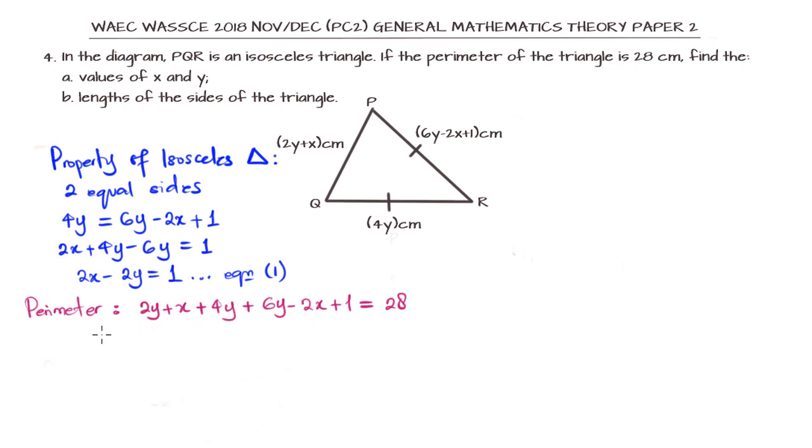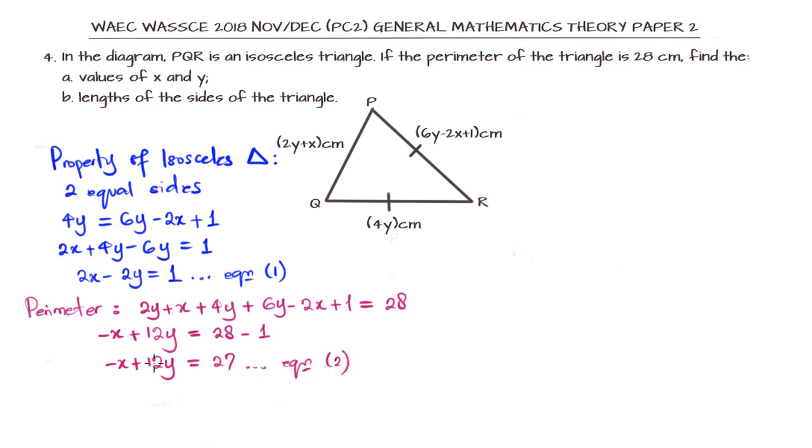So from the perimeter, if we collect the like terms, x minus 2x will be minus x, and 2y plus 4y plus 6y will be 12y. So we have plus 12y, then that will be 28. The 1 moving to the other side will become minus 1. So we have minus x plus 12y is equal to 27. This we can tag as equation 2.